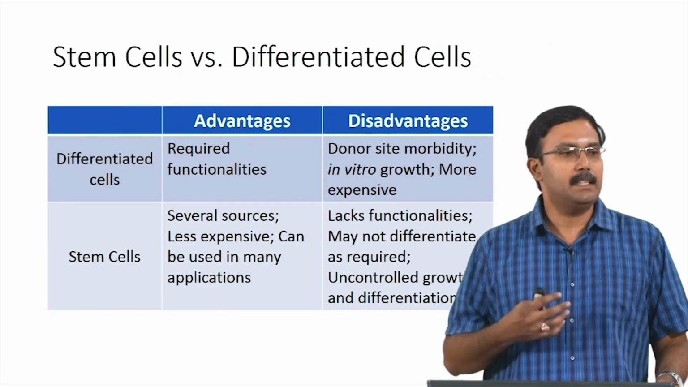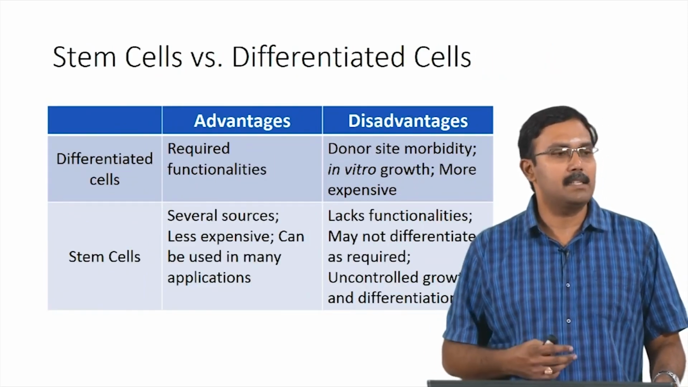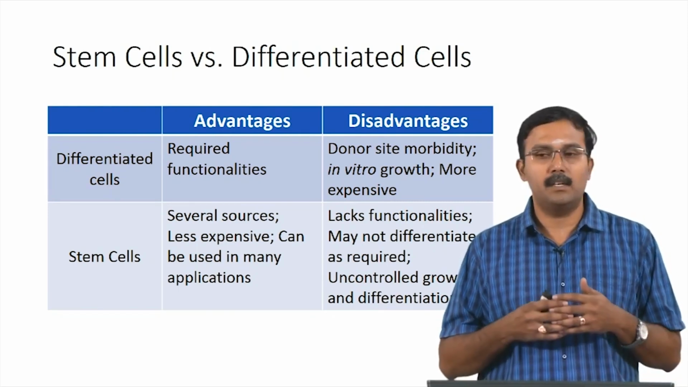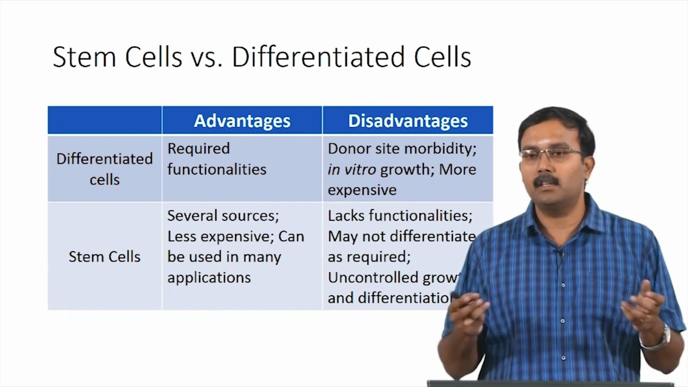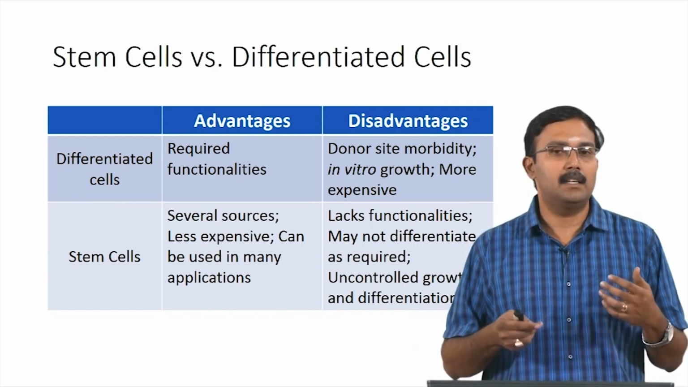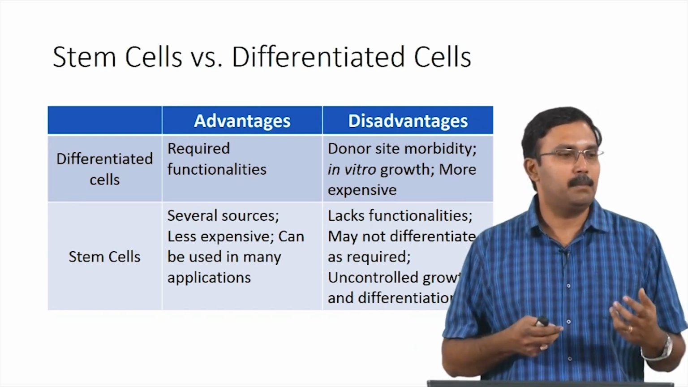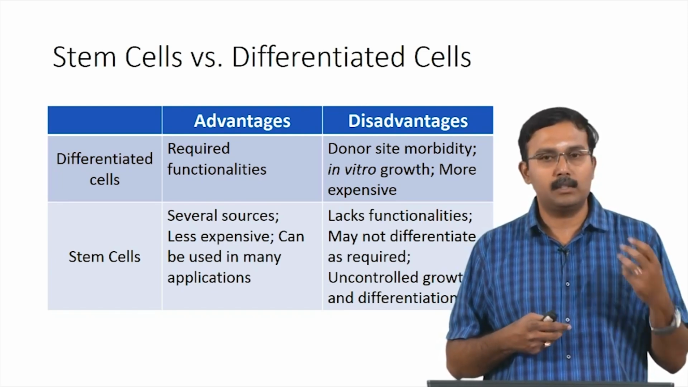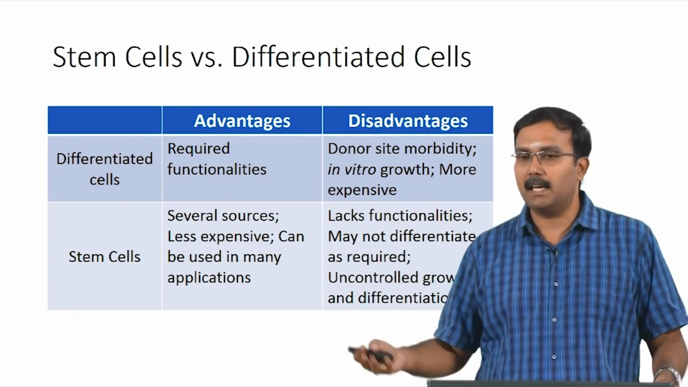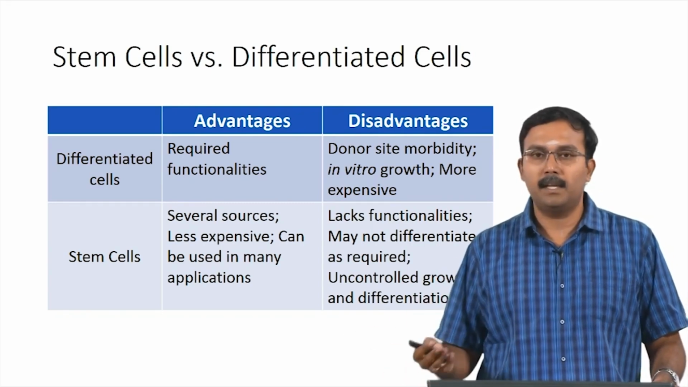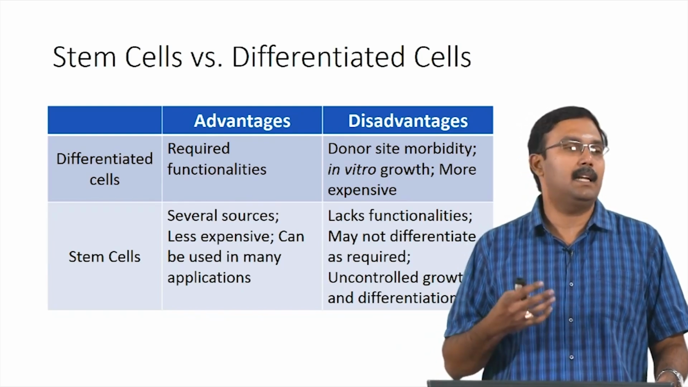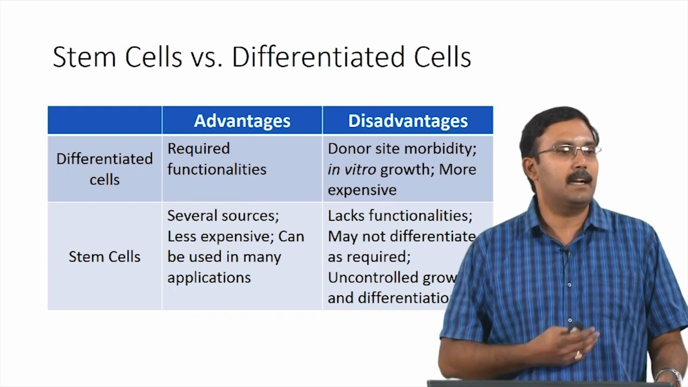So, differentiated cells and stem cells also have their own advantages and disadvantages. Differentiated cells have the required functionalities which are needed for the tissue to function the way we expect them to. The disadvantage is you would cause donor site morbidity, and in vitro growth is actually more difficult. You cannot culture them for multiple passages, they actually die after some time. They are more expensive.